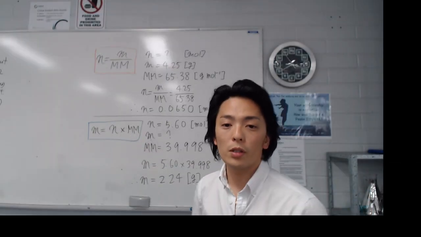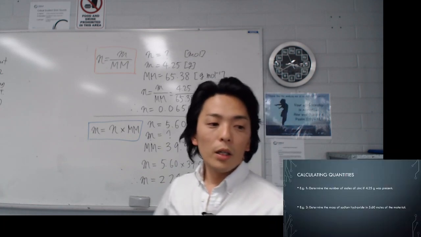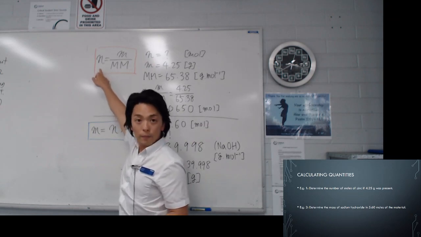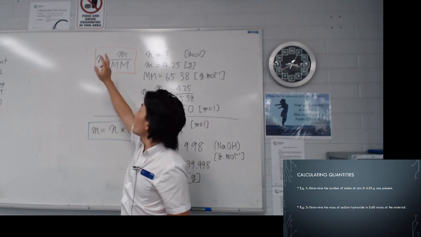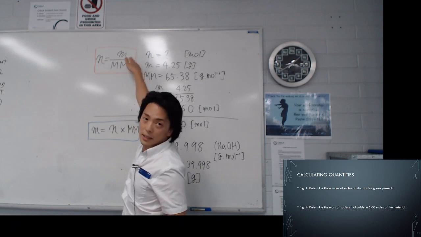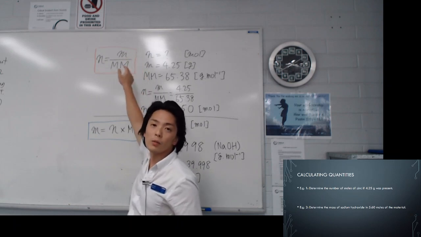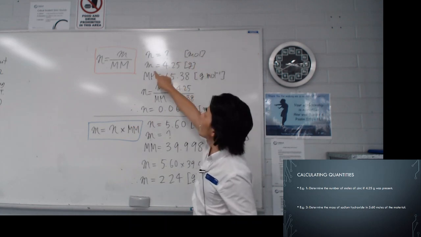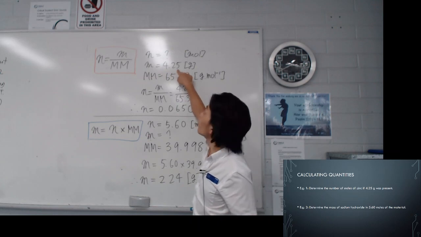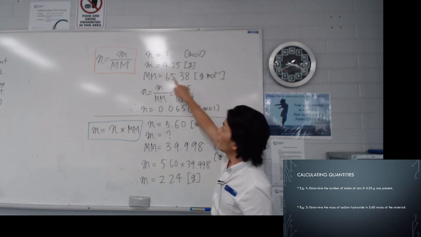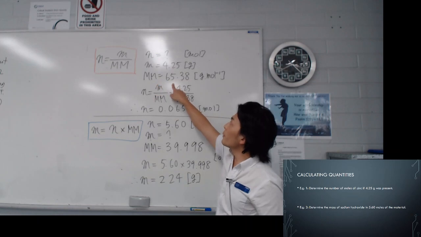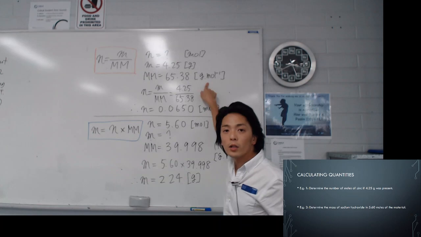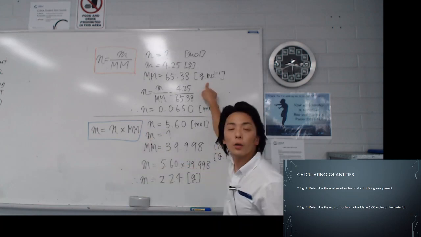Now I've done the workings here. If you're trying to find the number of moles, focus on the number of moles, which is n. In this formula, n can be found if you know the mass and divide that by the molar mass of the substance. n is unknown, that's in moles. m is given in the question, 4.25, it's in grams. Molar mass is 65.38 grams per mole.